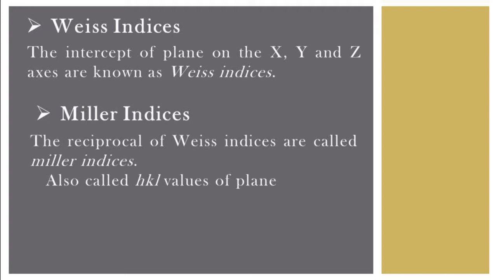Weiss indices. The intercepts of the plane on the x, y and z axes are known as Weiss indices. Miller indices. The reciprocals of Weiss indices are called Miller indices. Also, the Miller indices are called the hkl values of the plane, where h is the reciprocal of the intercept on the x-axis, k is the reciprocal of the y-axis, and l is the reciprocal of the z-axis value.